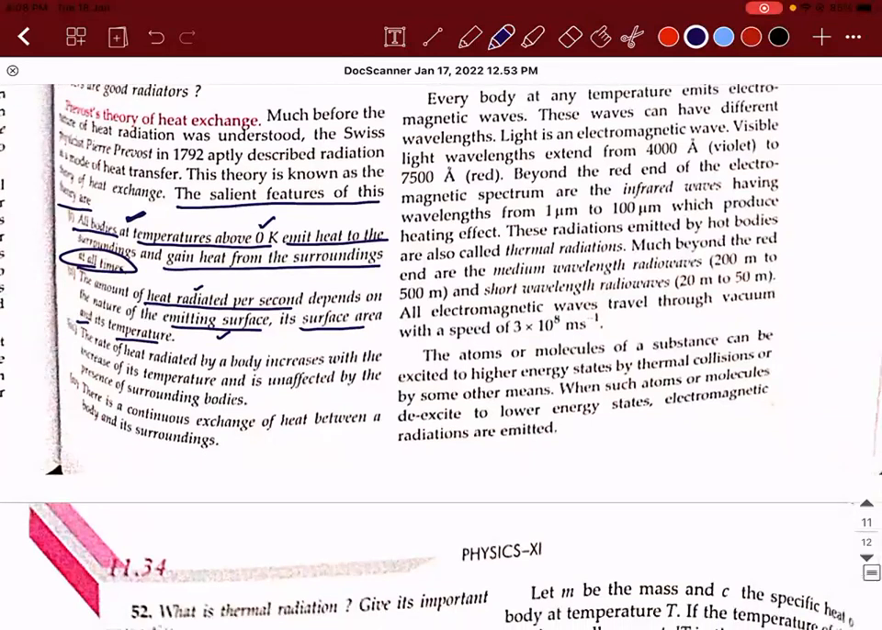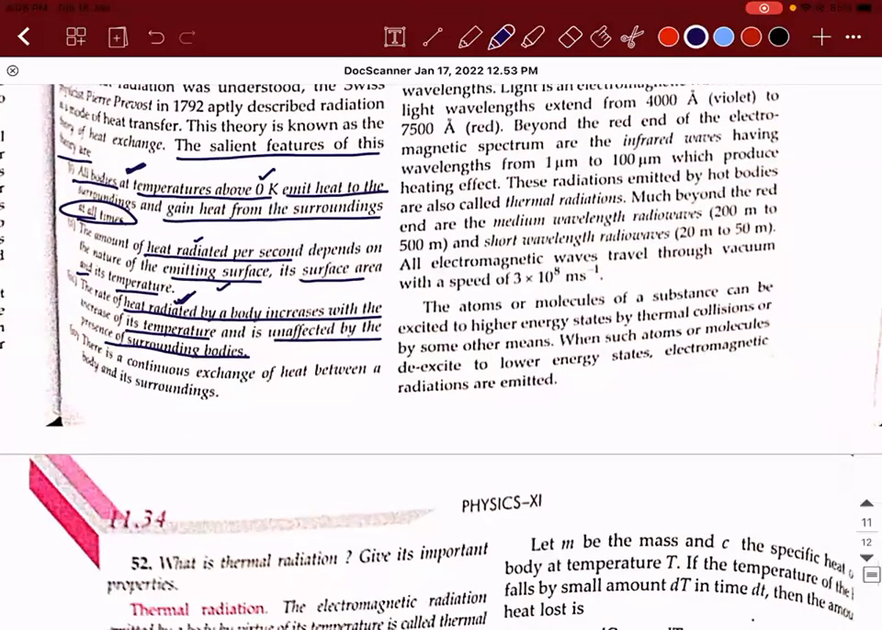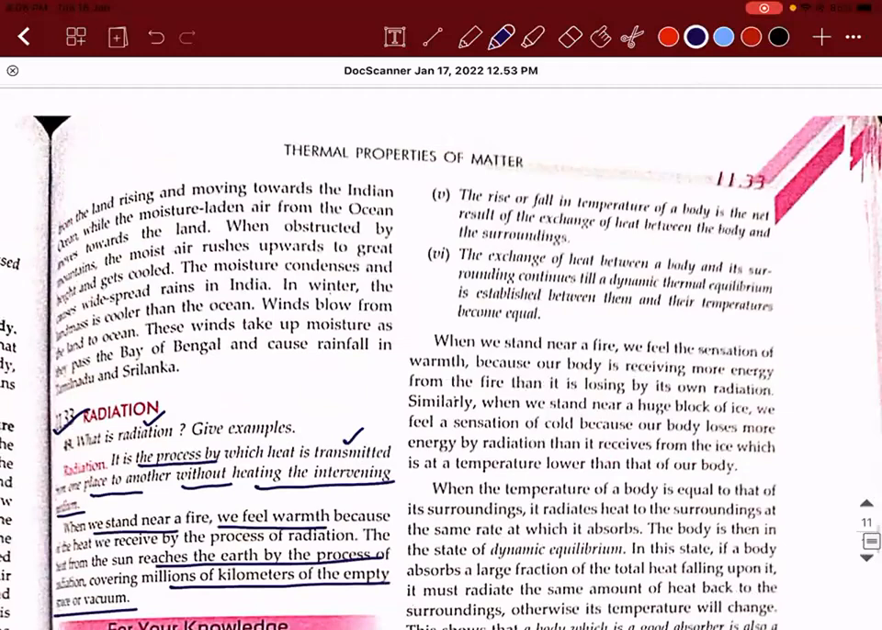Third, the rate of heat radiated by a body increases with the increase in its temperature and is unaffected by the presence of surroundings. So the rate at which heat is radiated by this material will keep on increasing with temperature, and it is completely unaffected by the surrounding medium. Whether you do this in water or any other medium, it doesn't depend on that. It depends only on the temperature of that material. So there is a continuous exchange of heat between the object and the surroundings.